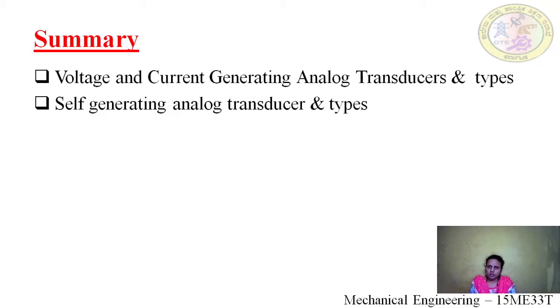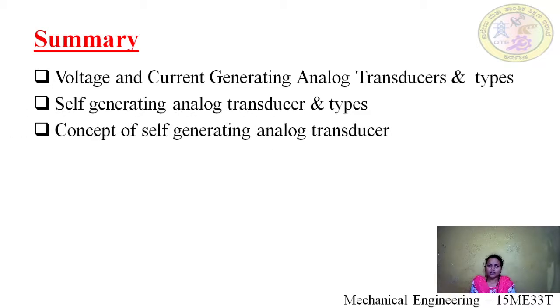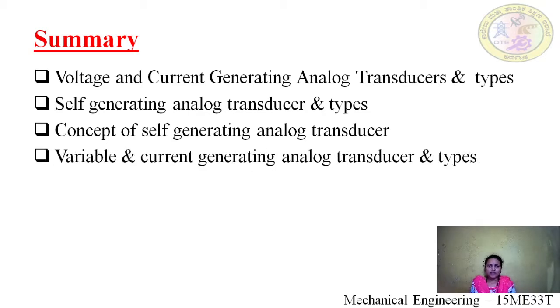electrodynamic transducer and motion, eddy current transducer, single coil transducer, two coil self-inductive transducer. Next we saw the concept of the self-generating analog transducer, using a single coil. And next we saw the variable inductance generating analog transducer and its types.